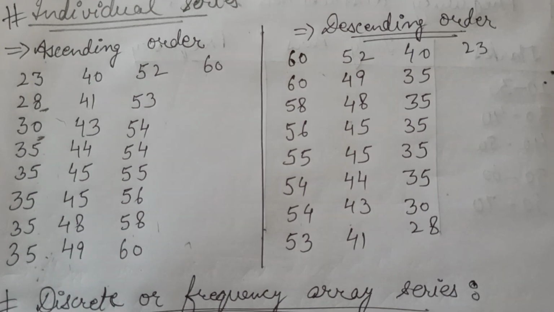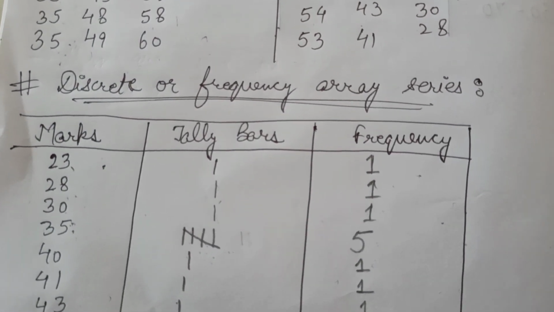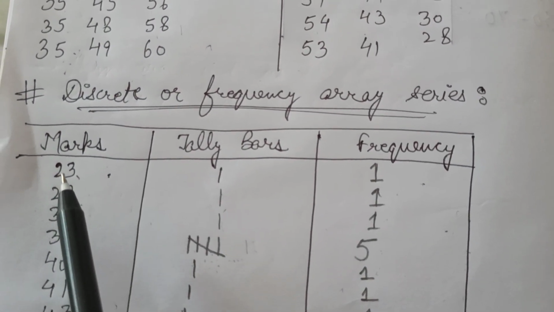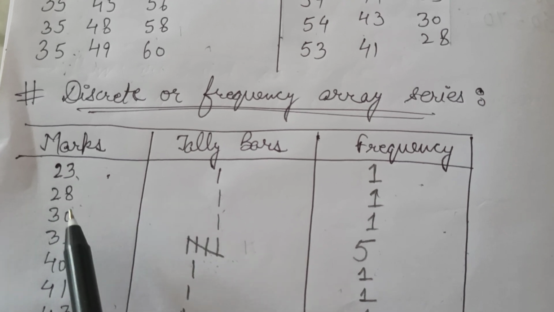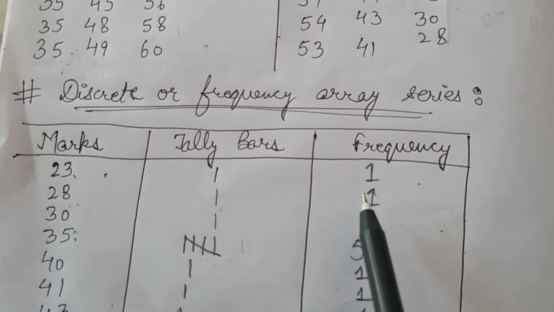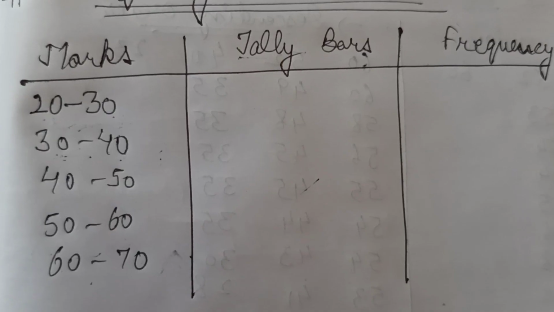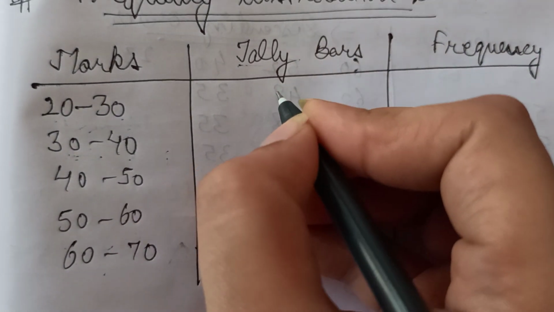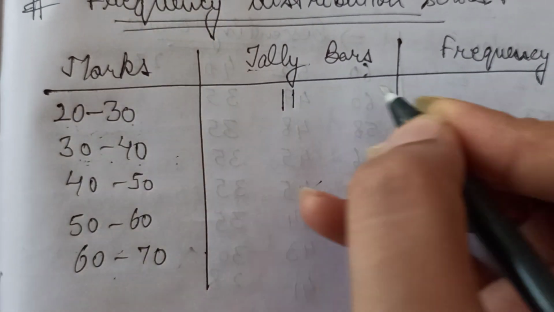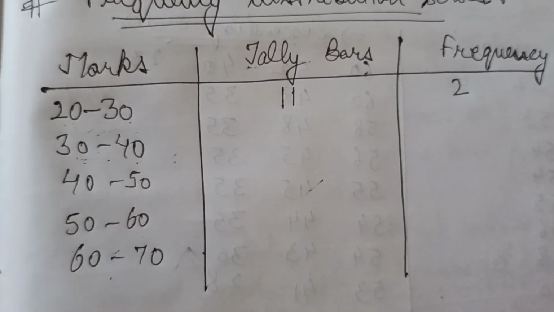You can see this from the discrete or frequency array series also, that कितने students हैं जिनके 20 to 30 marks हैं, that is only 2 students are there. So you will mark 2 in front of 20 to 30. So what I will do over here is, under the tally bars I will mark 1 and 2 bars, and under frequency I will write down 2.